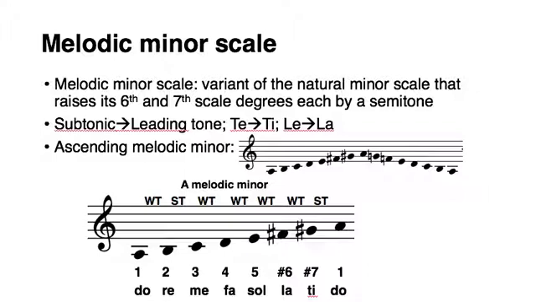In practice, this scale was used mostly in Baroque and classical music in ascending melodies, right? Melodies that would go up. And if those melodies had to come back down, composers would revert back to the natural minor scales, so those accidentals would be naturalized, right? So they would do something like this.